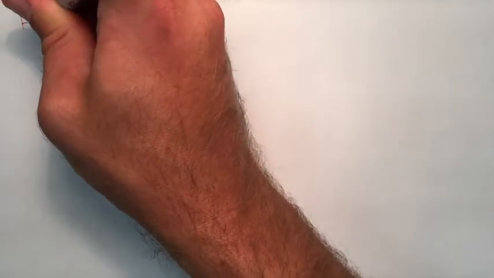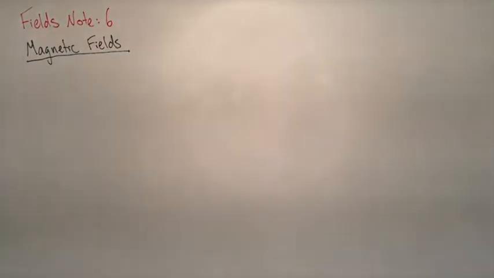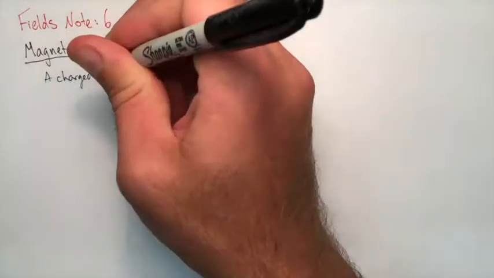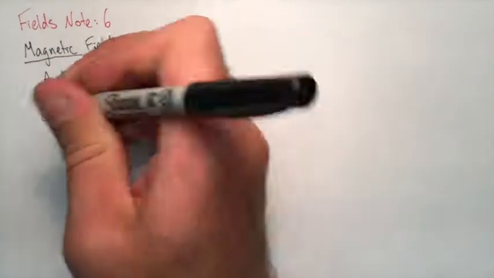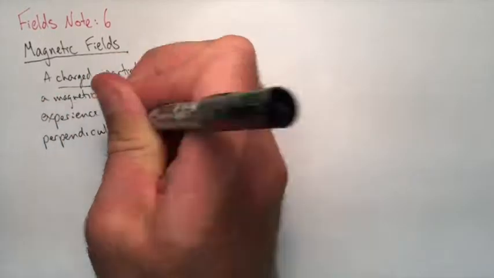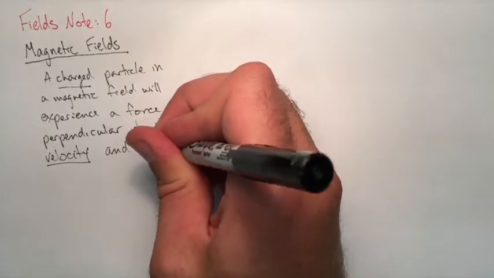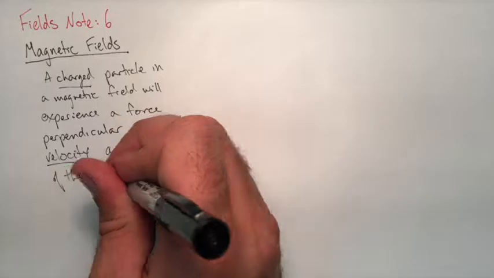Grade 12 Physics, Fields Note number 6, Magnetic Fields. In this note we're going to look at a magnetic field and how charged particles will act in a magnetic field. A charged particle will experience a force that's perpendicular to its velocity and perpendicular to the direction of that magnetic field. So this is going to cause a particle to perform circular motion. This is something that we're going to look at in class.